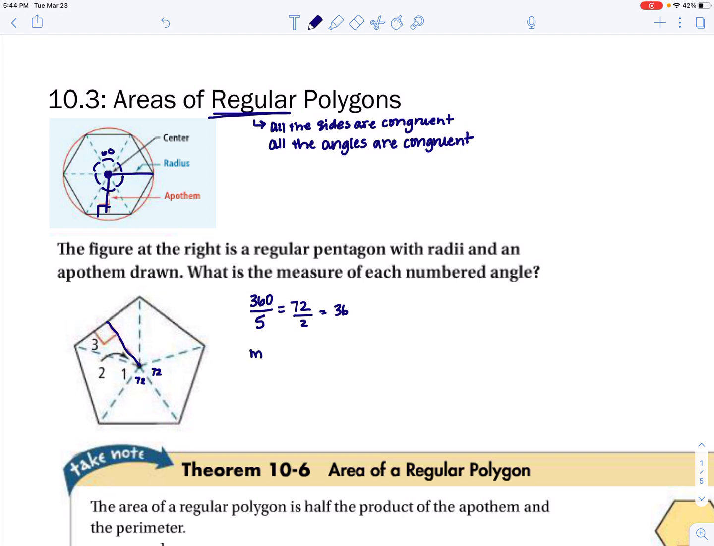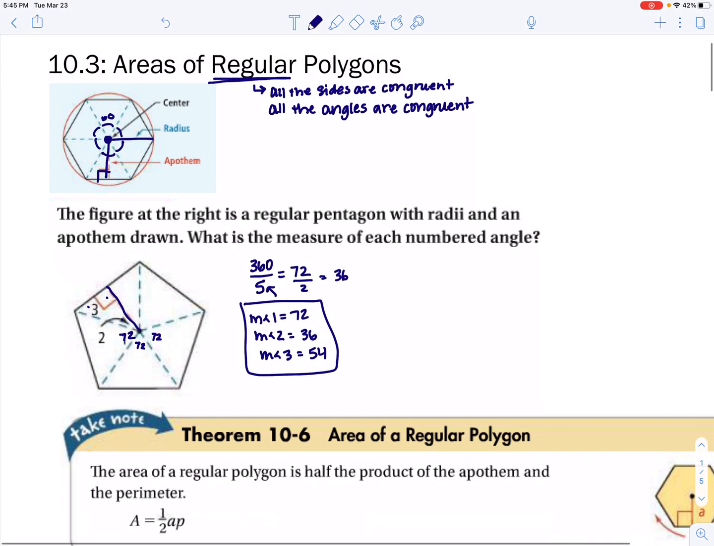So angle 1 is 72. That's what we call a central angle. Angle 2 is cut in half, so that's 36. And then angle 3, all three of these have to add up to be 180. So what I would do is just find out what's left over from 180 from the other two. So really I have 90. 90 minus 36 is 54. Okay, so depending on your shape, you'll just change this bottom number, what you divide by, but you'll always take 360 if you're trying to find those angles.